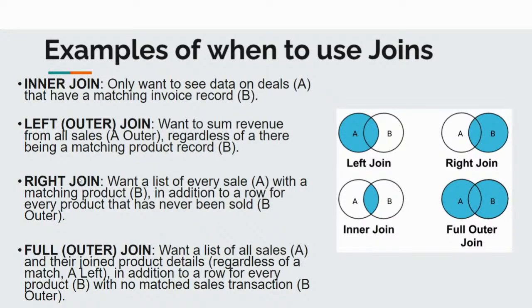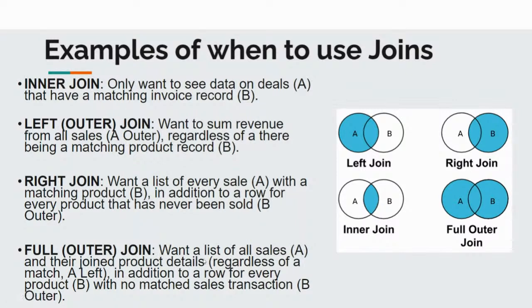So with the right join, it's just the opposite. It's the opposite of a left join. You're just seeing where everything matches on A and keeping everything in B. This can really be rewritten as a left join with table B being A and A being B.